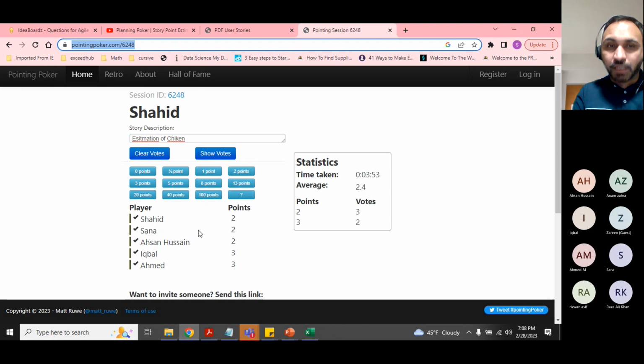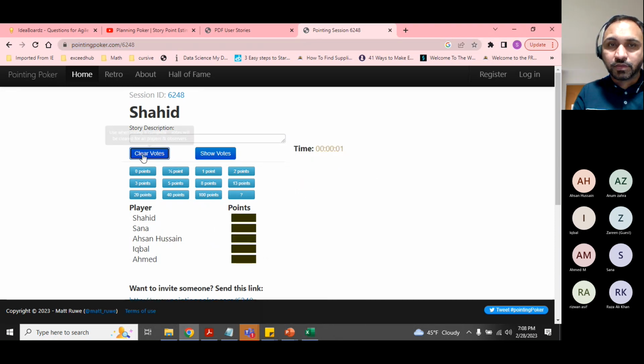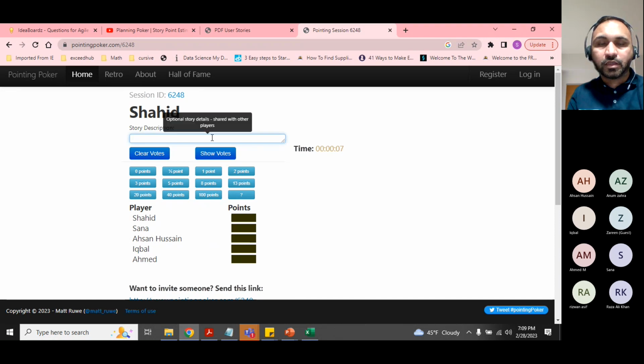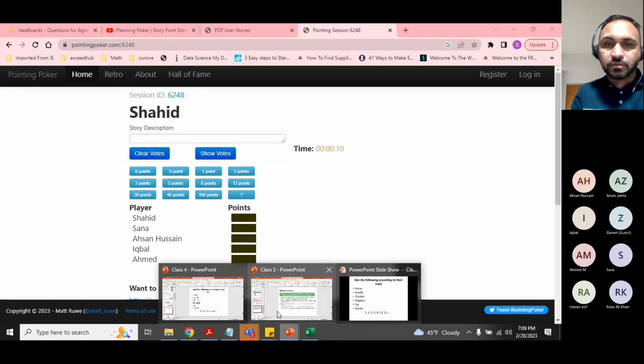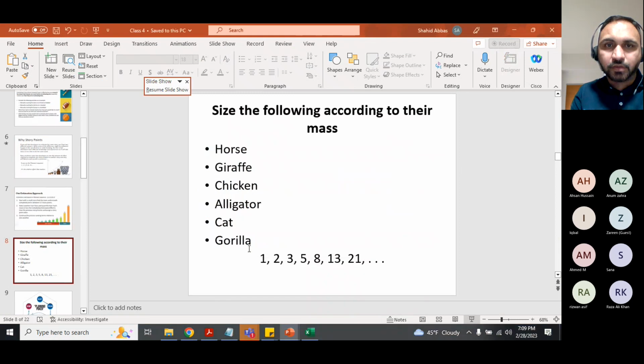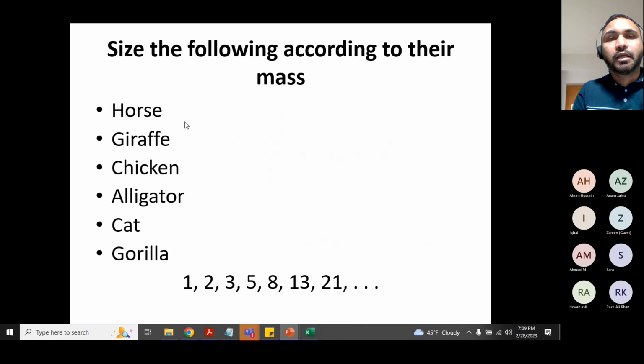Once the story sizing is done and they agree, put that three in the system, in the Excel sheet or Jira or wherever you use, and clear the voting. You see this clear vote? It's cleared. And now this session is also initiated, and you can copy another voting, which is another one. Could be, let's say, where is my other? Here we go, right here. So, same way you can estimate horse, giraffe, cat, gorilla. This will be your homework, and I will send it in an email as well.